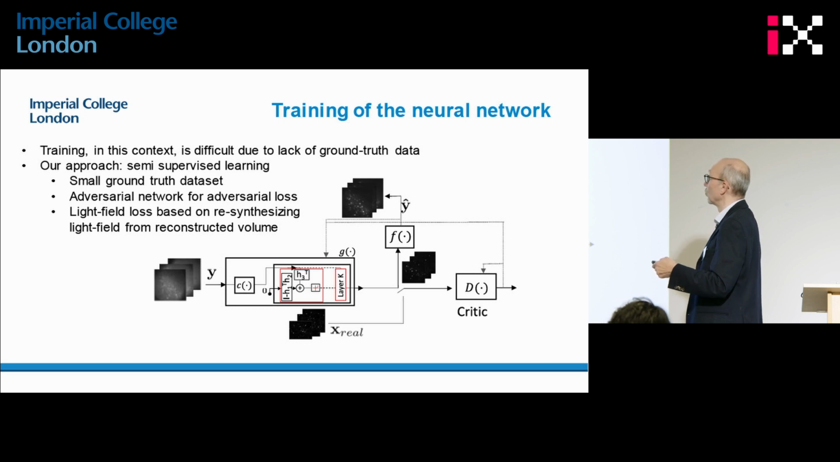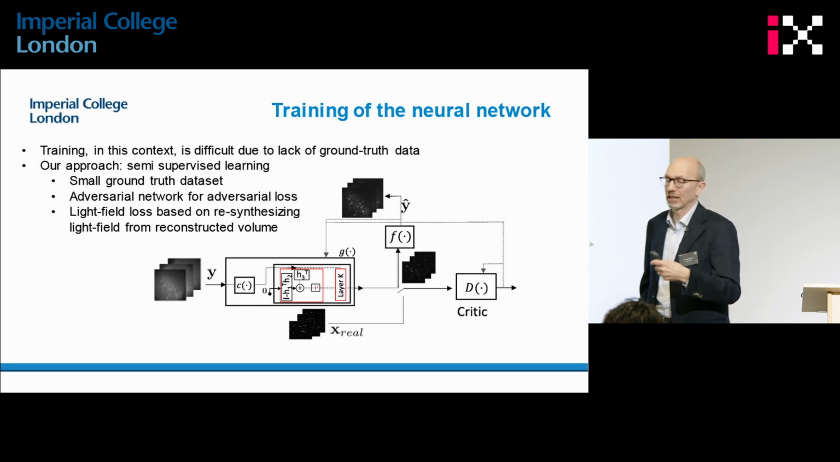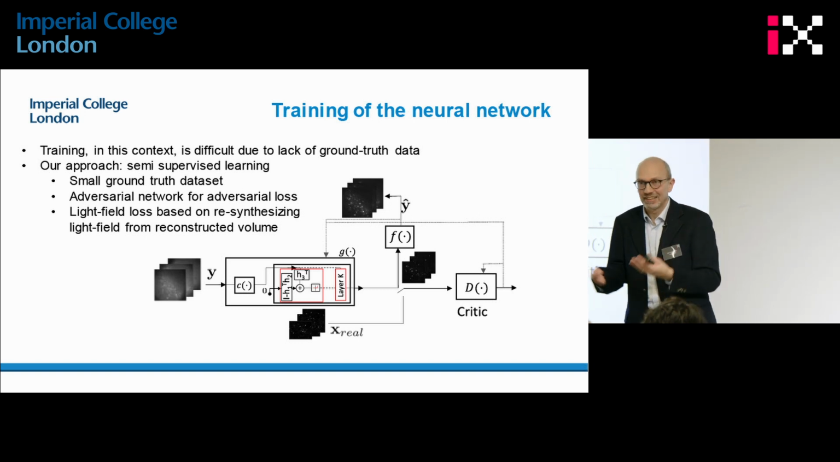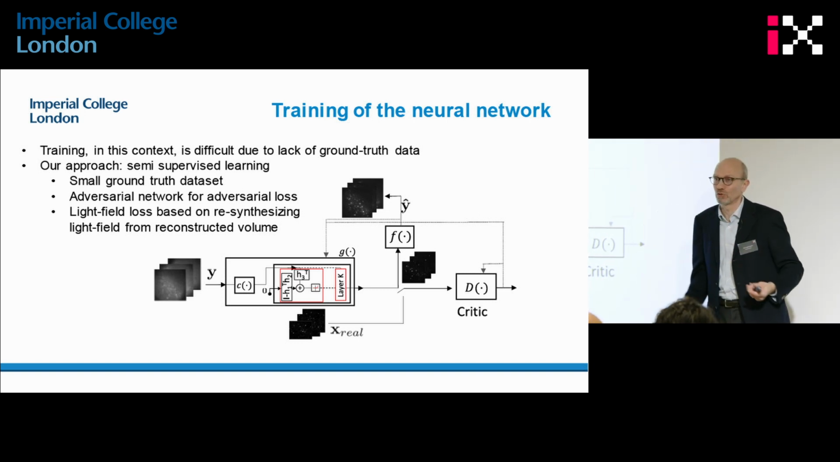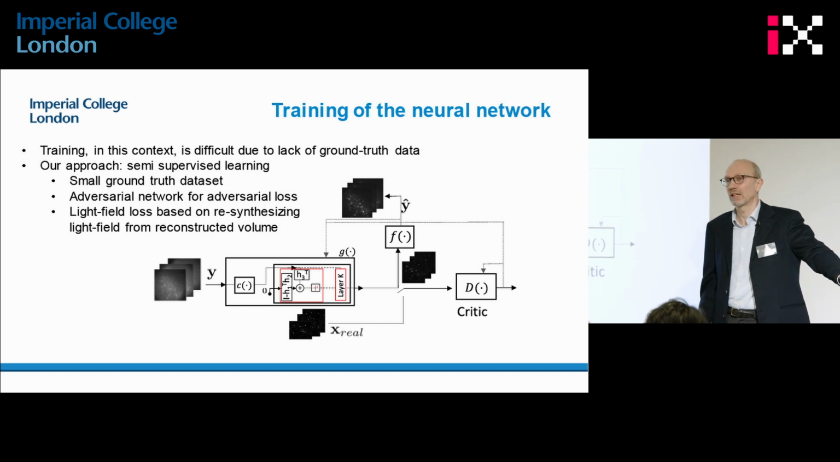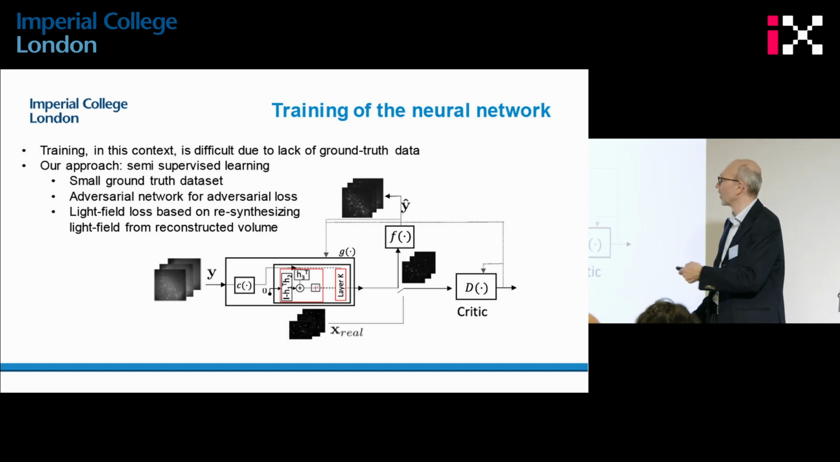You create the volume, you resynthesize the light field, and make sure that these two are consistent. So we need to do a little bit of everything because, obviously, it's not like in natural images, where you can produce all the ground truth data you like. Here, you don't have that. So we do a little bit of everything, and then we do the training of this network.